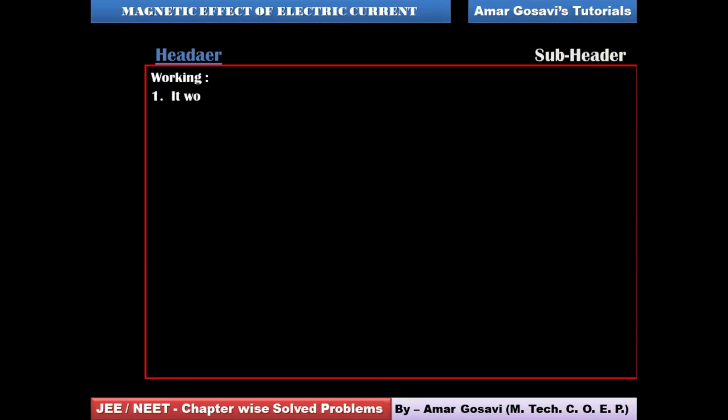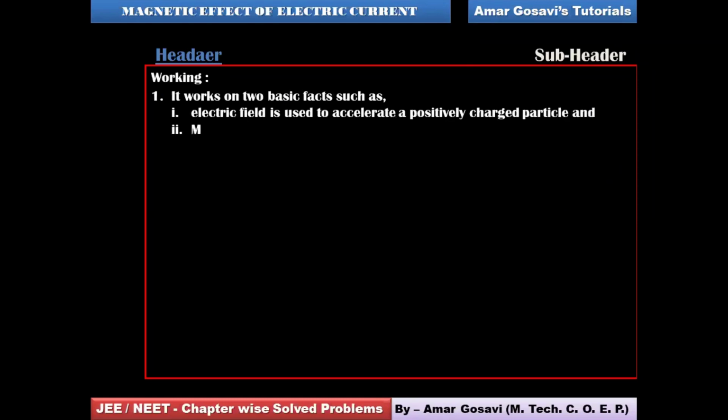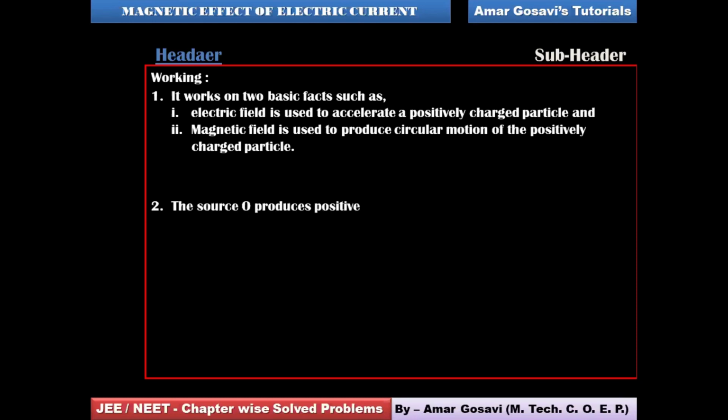Let's have a look at this working. Basically, it will work on two facts. Electric field, I already told you, is used to accelerate the positively charged particle, whereas the magnetic field will ensure that the positively charged particle will perform circular motion. Here the source produces a positively charged particle. Now, where is it introduced? I have already told you that it will be introduced in the gap or the space.